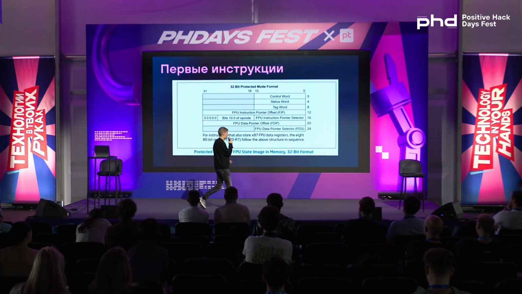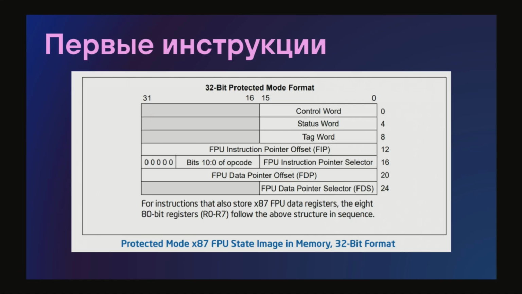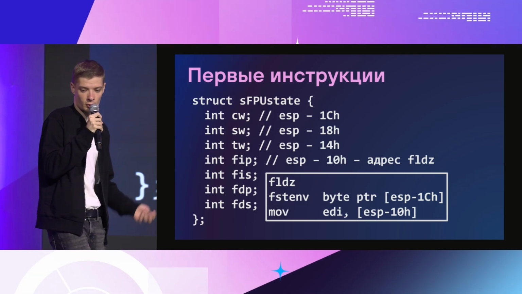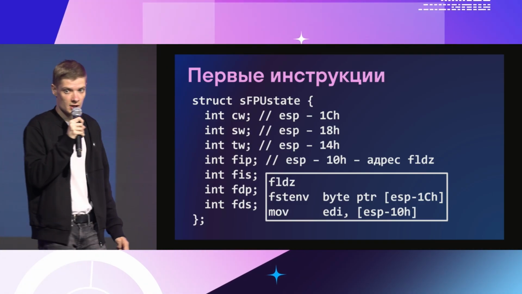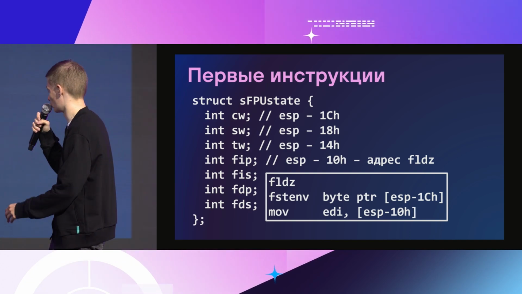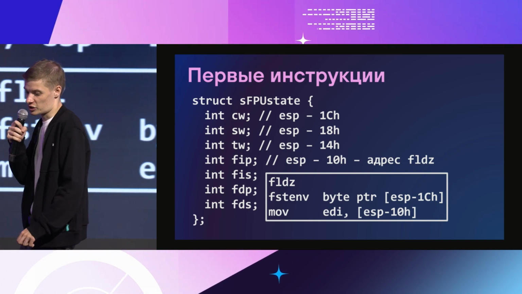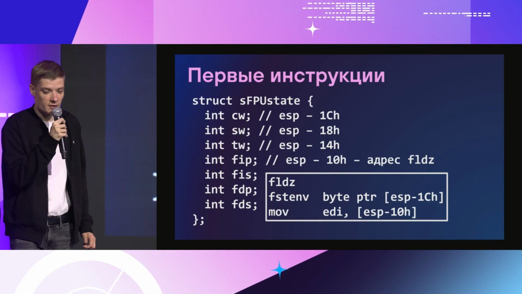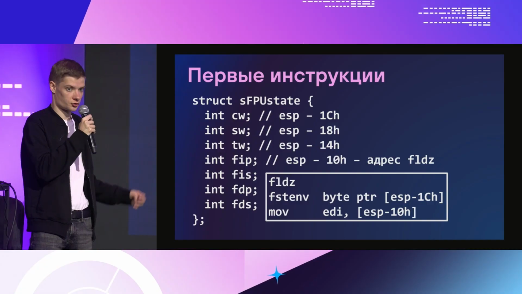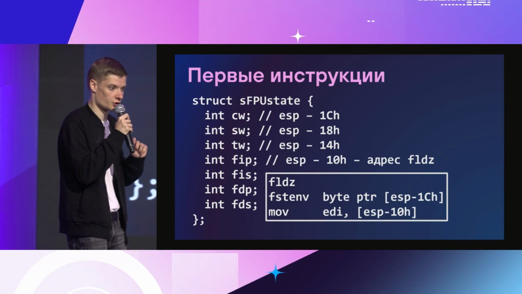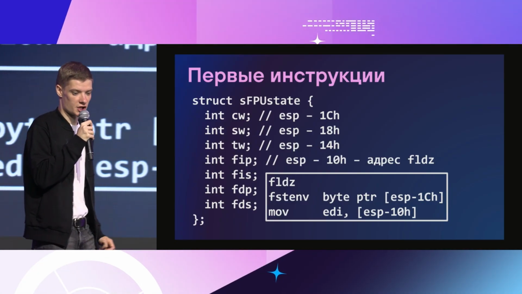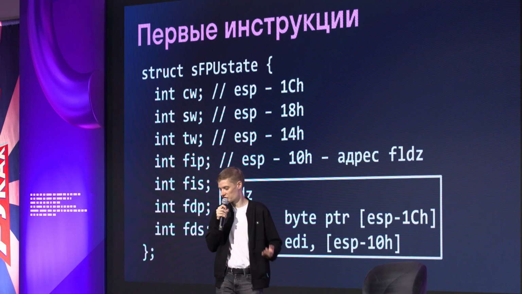For this, we can consult the documentation for x86 architecture, where this information is presented like this. What can we do? We can transform this information into a C structure, which will look like this. Now, if we know that our status is based on the ESP-1C address, we can calculate the offset of each field here, and we will find out that it contains FIP, and according to the documentation, this structure field contains the address of the most recent floating point instruction executed. This is our FLDZ instruction.